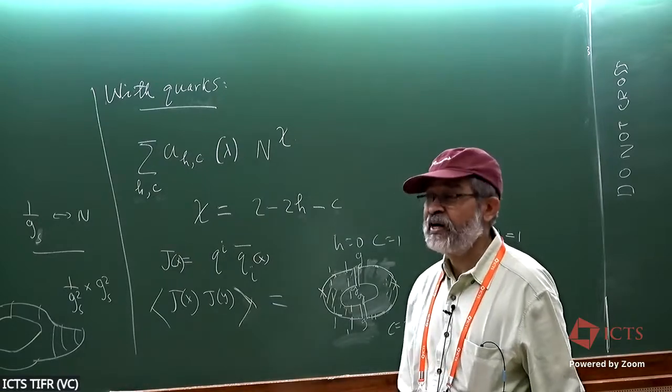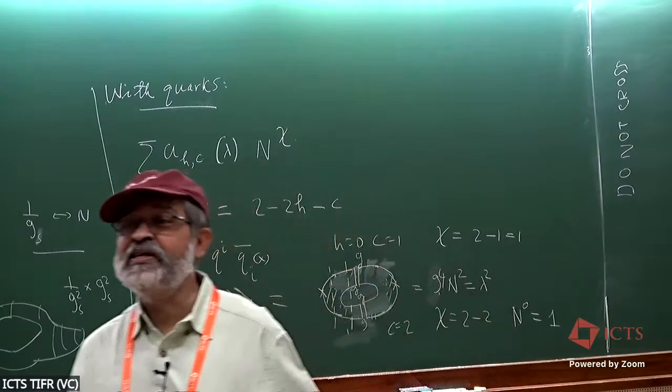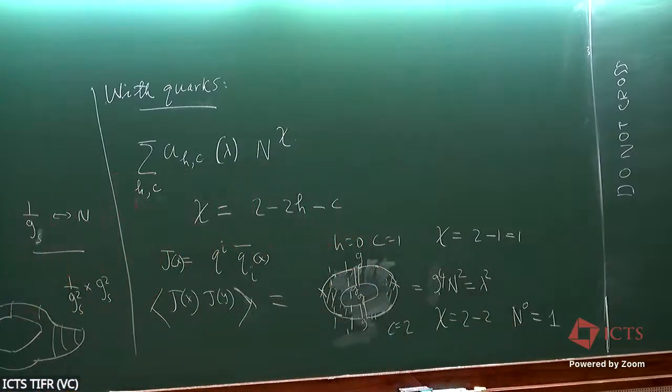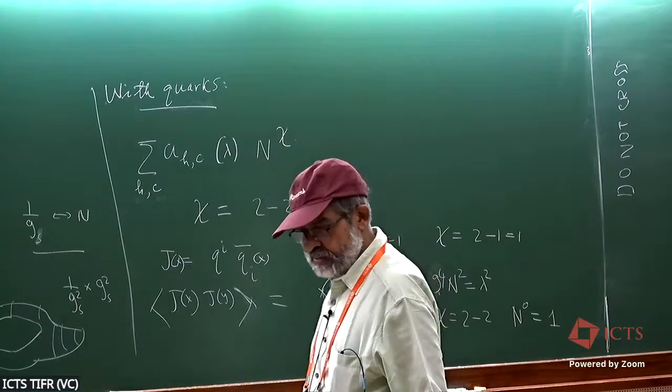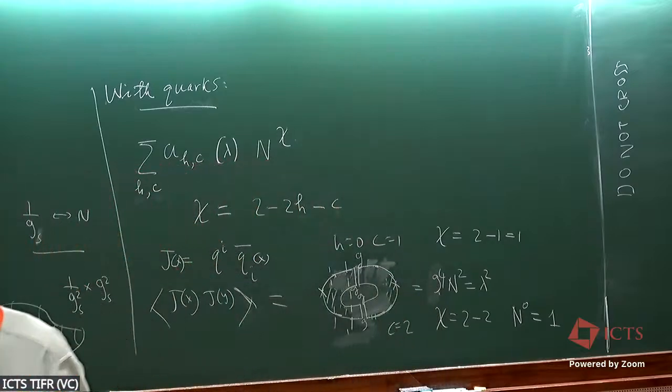So mesons are free in the large n limit, in the n going to infinity limit. This also says that these exotic mesons, like the QQ bar bound states, meson bound states which are supposed to be there, just split into two free mesons. So these so-called exotics don't appear in the n going to infinity limit.